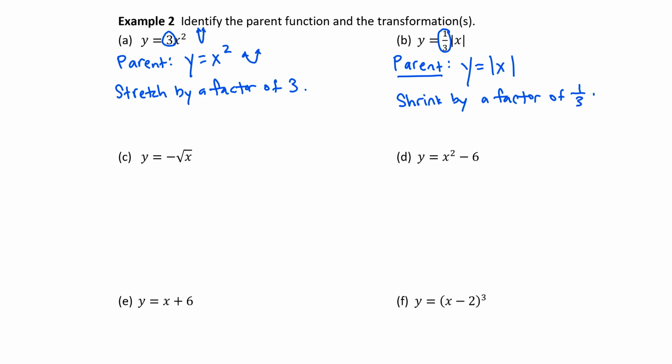So it's going to shrink towards the x-axis. That means it's going to be a little bit wider or not quite as tall as the original function. So this is when your kid grows up but didn't quite make it as tall as you.